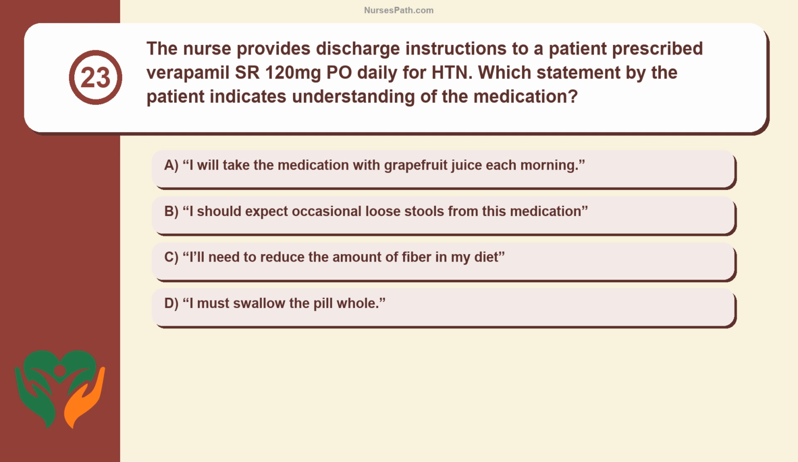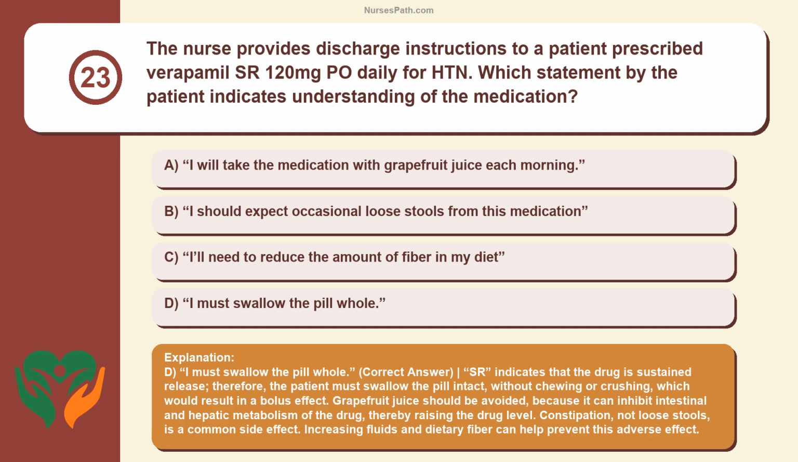Question 23. The nurse provides discharge instructions to a patient prescribed verapamil SR 120 mg PO daily for HTN. Which statement by the patient indicates understanding of the medication? I will take the medication with grapefruit juice each morning. I should expect occasional loose stools from this medication. I'll need to reduce the amount of fiber in my diet. I must swallow the pill whole. D. I must swallow the pill whole.